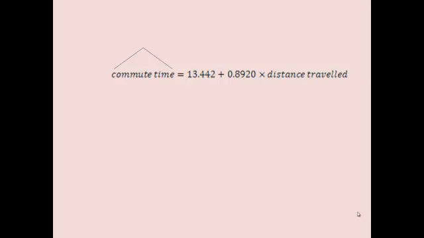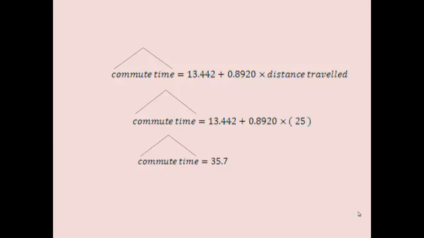Now, if we want to plug in 25 miles for the distance traveled, well then we're simply going to plug in the value of 25 at this spot in the equation. So we're going to take 25 times 0.892, and then we're going to add that to the y-intercept term, 13.442. And if you run that through your calculator, that's going to give us a predicted commute time for someone who lives 25 miles from college. Their predicted commute time is 35.7 minutes.